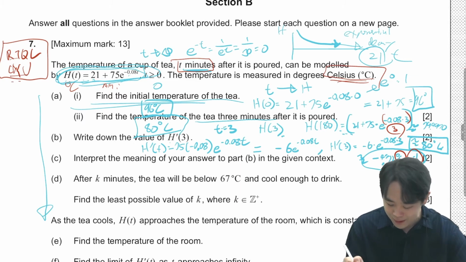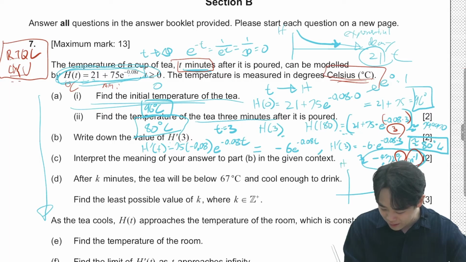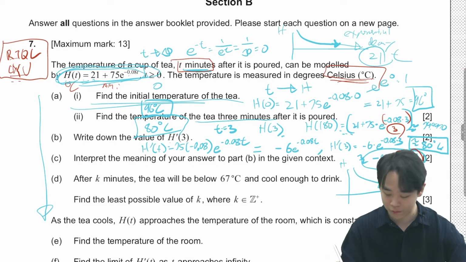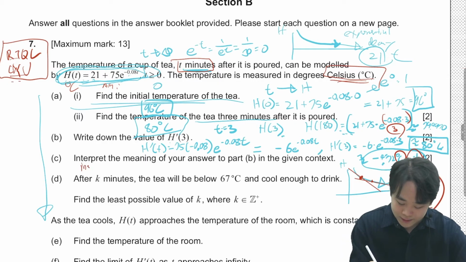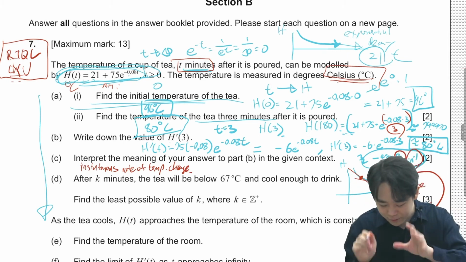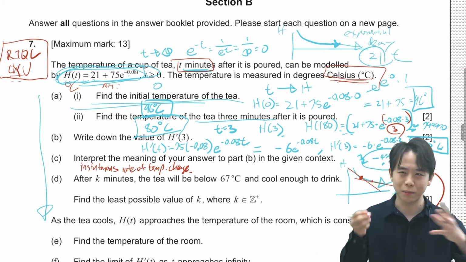Okay, so interpret the meaning of your answer. If we have our h that's decaying over time, h prime is giving us a gradient. So if you were to draw a tangent line at any point along this graph, the slope or gradient of the tangent line would measure the instantaneous rate of change, the rate of temperature change. We want to be more specific in the context of this problem. It would be how much the temperature is cooling.